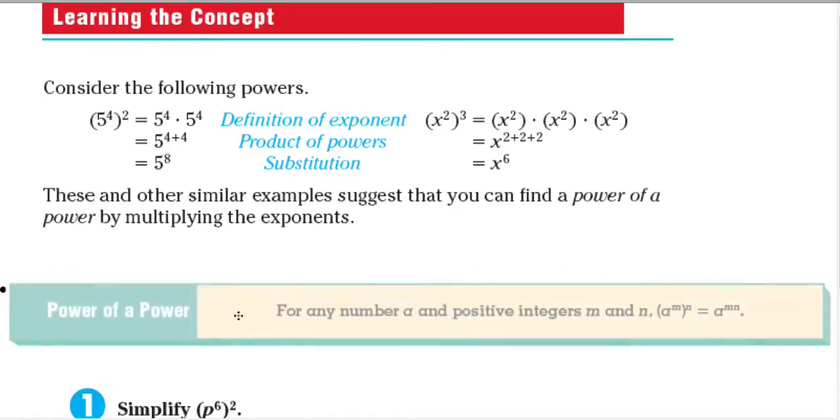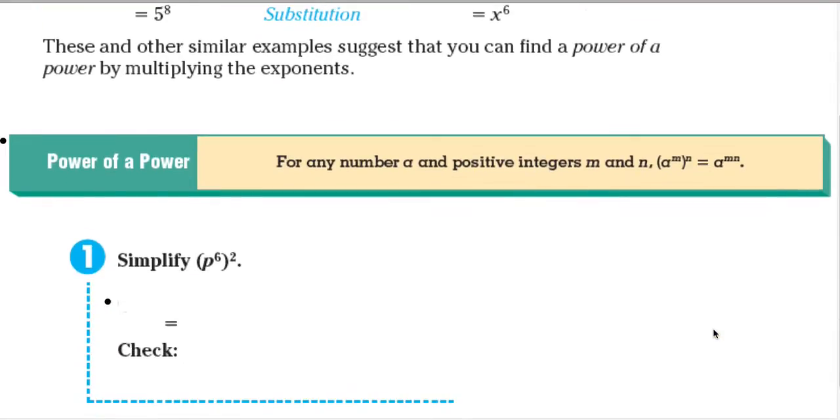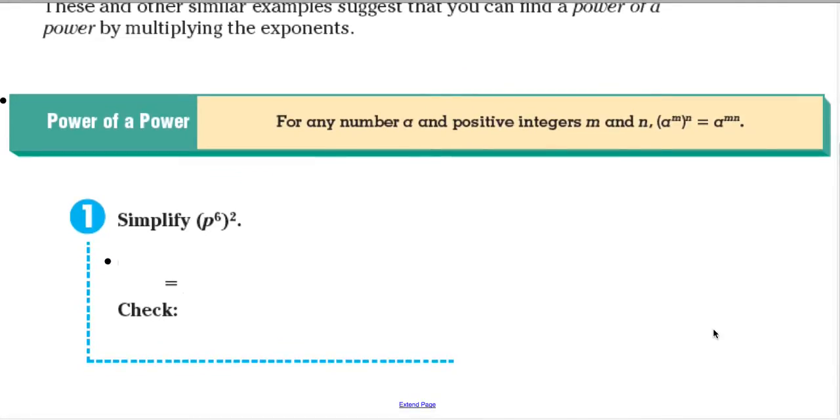Which brings us to this rule. For any number a and positive integers m and n, a to the m raised to the nth power is a to the mn. Okay, that is a rule. So basically what you do is multiply the exponents m and n, and then leave the base the same. Let's take a look at example number 1.